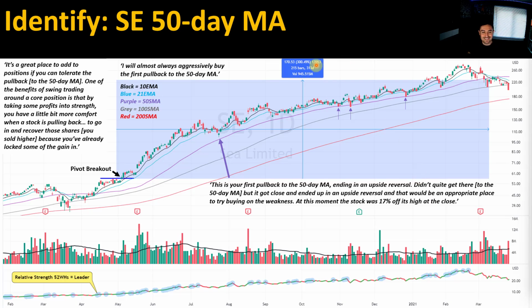So this is ticker SE, and this is on the daily chart. You get this pivot breakout here. What chart pattern do you see? I see a cup and then a handle. See how it tightens in the handle. Look how the volume dries up. Look at the 52-week highs. The market just doesn't miss the best opportunities.